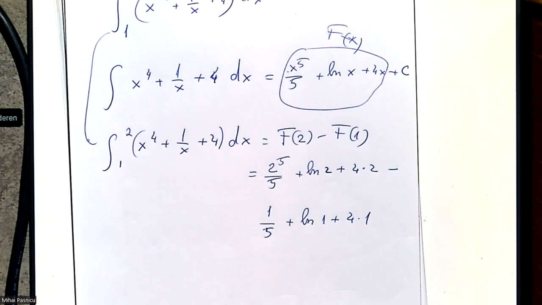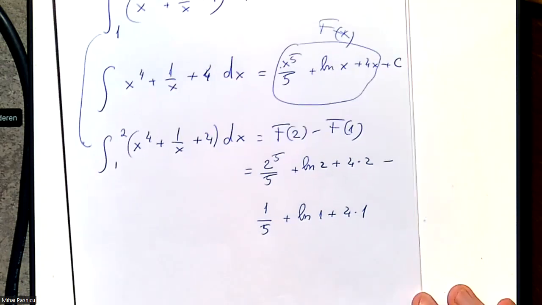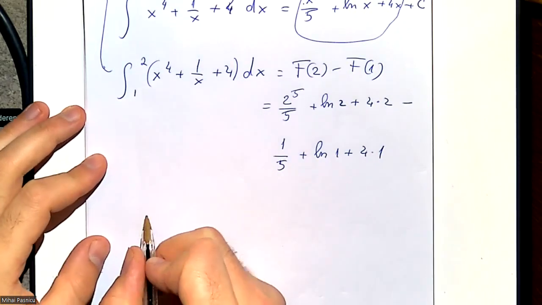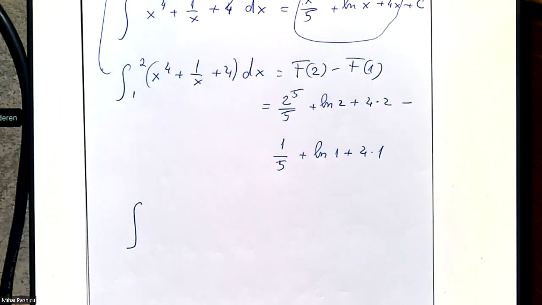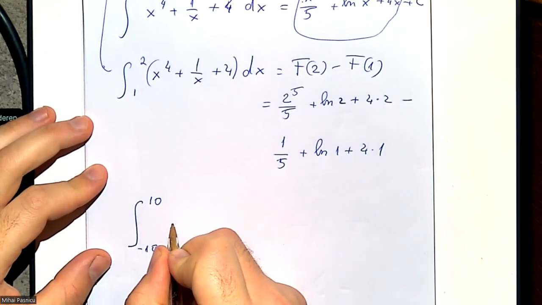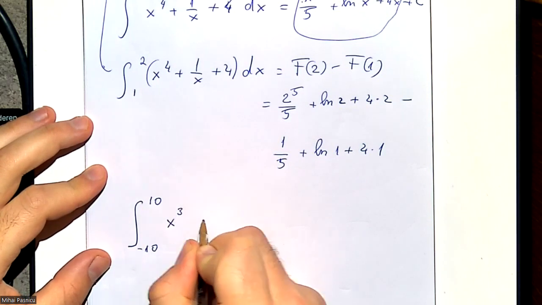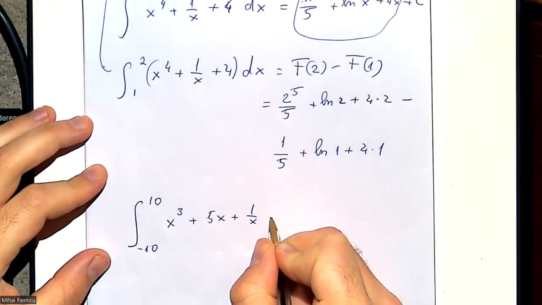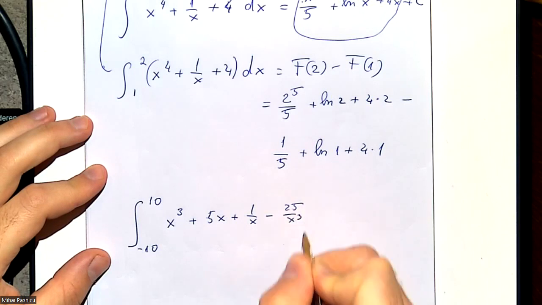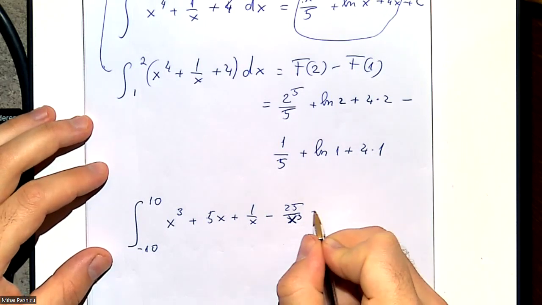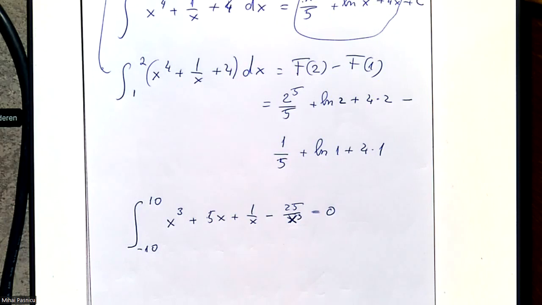Now, for those of you that laughed at my simple and overcomplicating stuff by splitting it, I'll give you an example where I can solve it faster than you guys using those simple tricks, just to show you how powerful they are. I want you to compute from minus 10 to 10, I'll do it simple for you guys, x to the third plus 5x plus 1x minus 25x to the third. I want you to show me that this is zero.